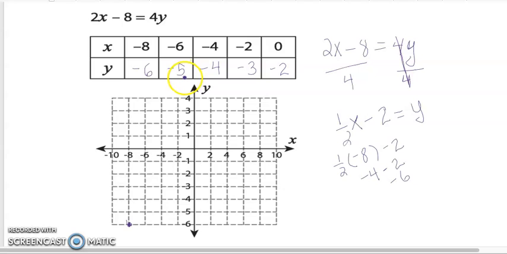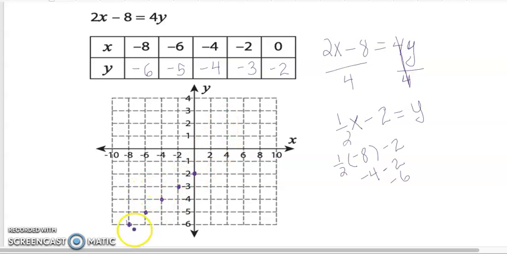When x is -6, my y is -5. So -6 and -5. Here's my other dot. When x is -4, my y is -4. So that's right here. When x is -2, my y is -3. You already can see the pattern. That's going to be a straight line. When x is 0, my y is -2. And this is my last point.